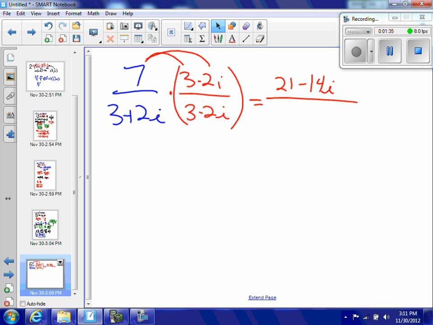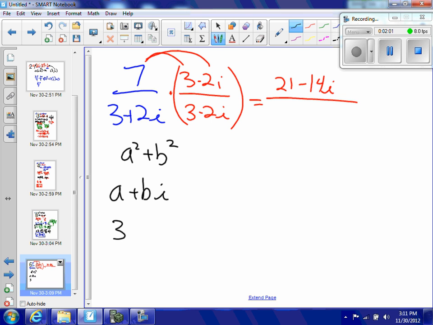is when I'm multiplying a complex number by its conjugate, it's the same thing as a squared plus b squared. Complex numbers are written a plus bi. In this case, our a is 3, our b is 2, and then we have i. So if I go a squared plus b squared, that's 9, 3 squared. 2 squared is 4, 9 plus 4 is 13.